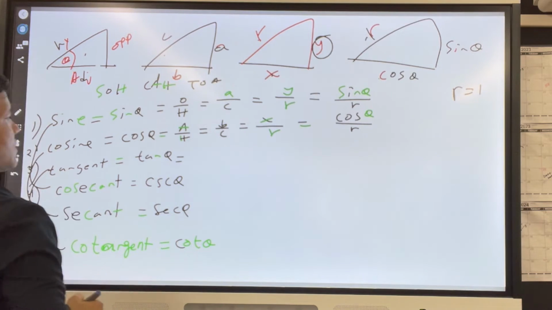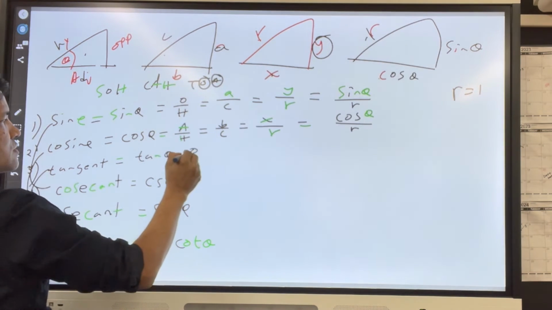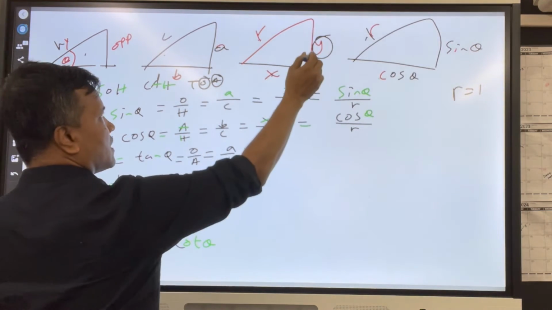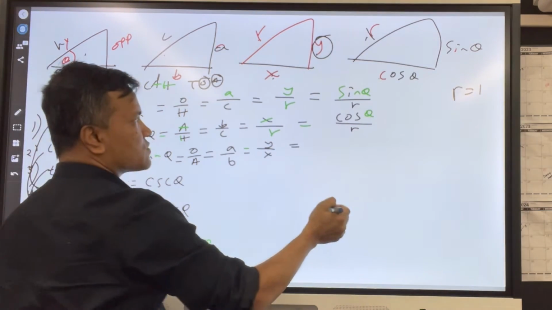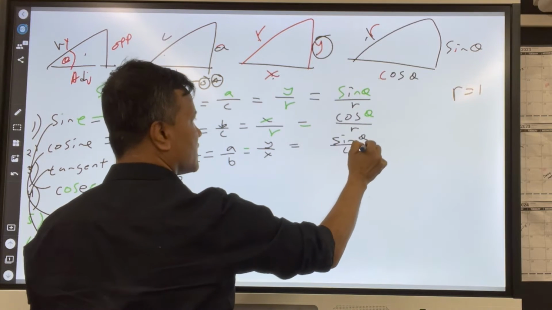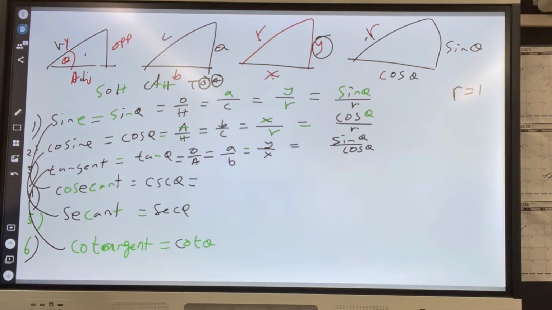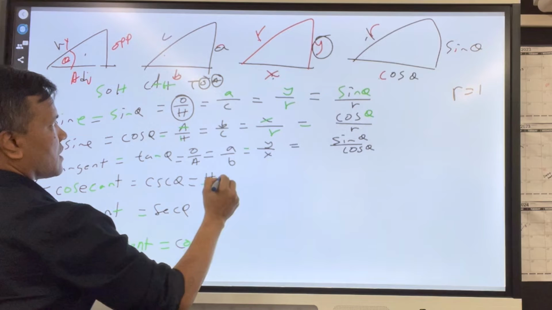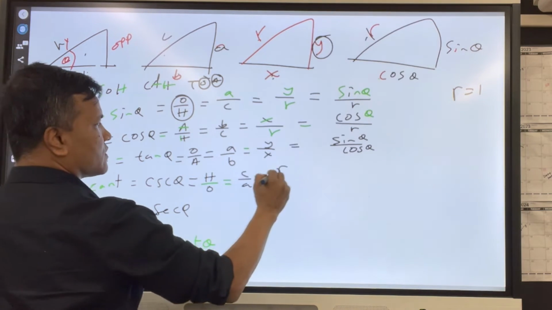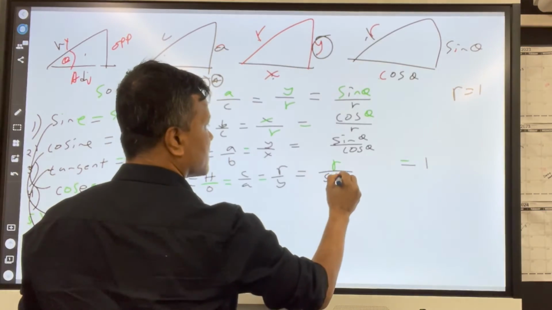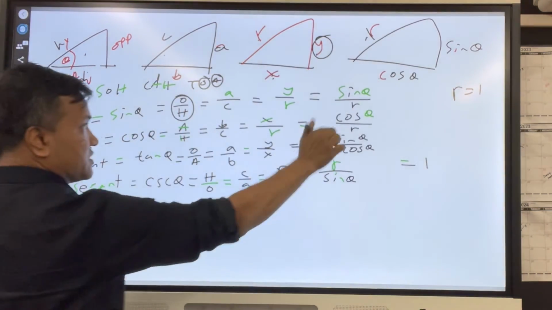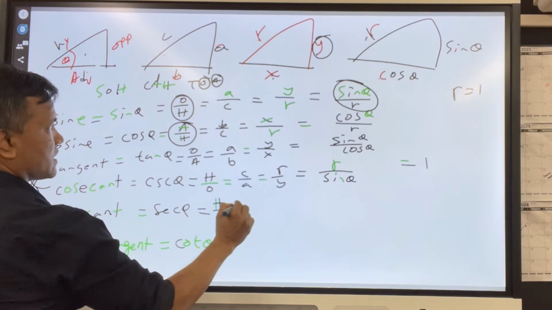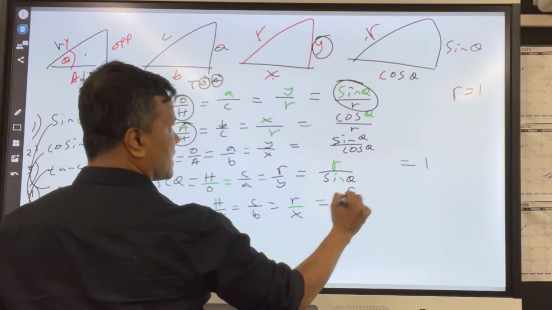The tangent theta, similarly, you can call this one opposite over adjacent, or A over B, or y over x, or sine theta over cosine theta. You can call this one cosecant, of course the reciprocal of this one. So h over o, c over a, r over y, and 1 over sine theta. So it's the reciprocal of that one. Second is secant: h over a, c over b, r over x, and r over cosine theta.